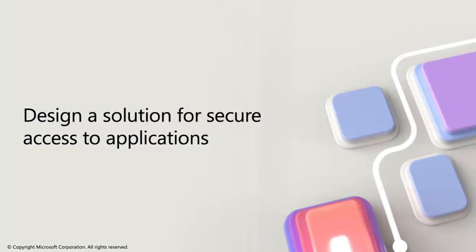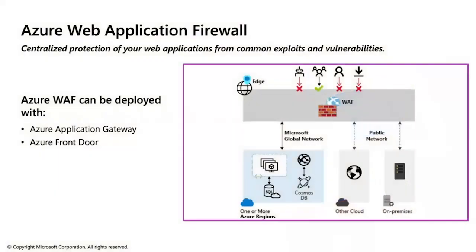Now, what next do we have in this? Here, design a solution for secure access to applications. Let's see what we have in this. When we talk about designing a solution for secure access to applications, we have many things involved. First of all, when we talk about application security, where applications are exposed to the internet and I want to enhance security for the application, what do we have?